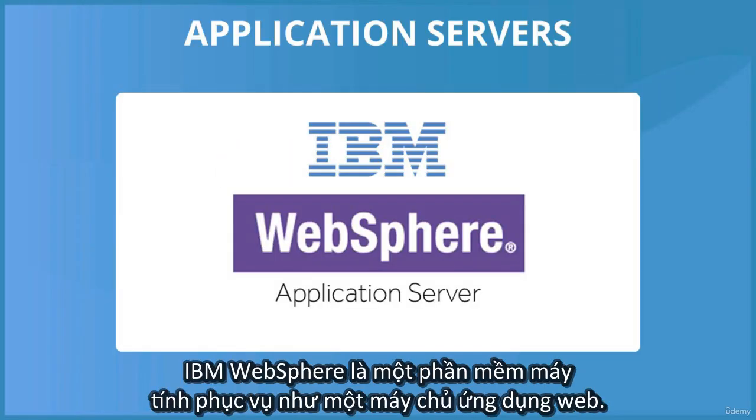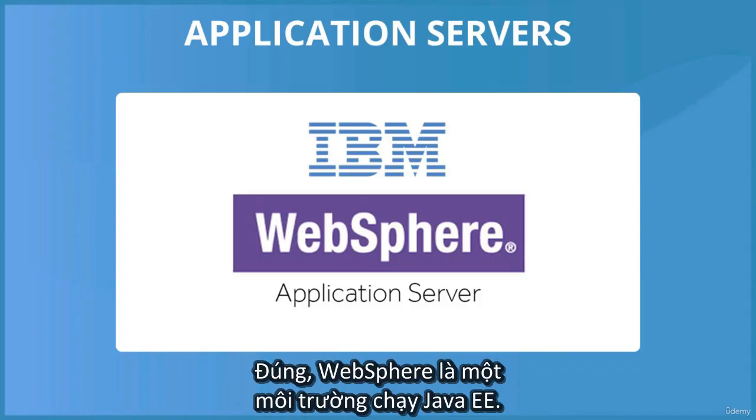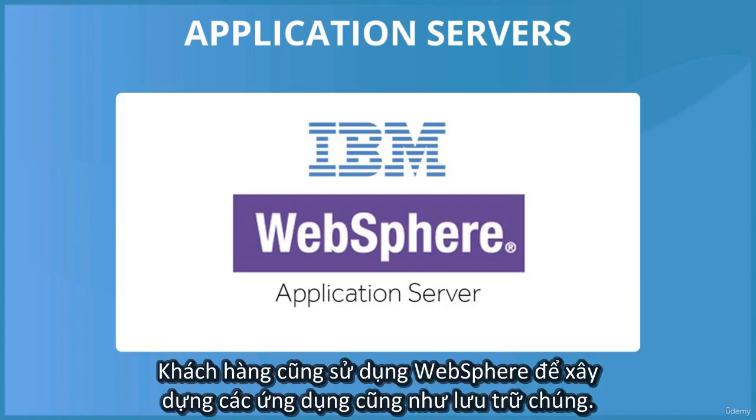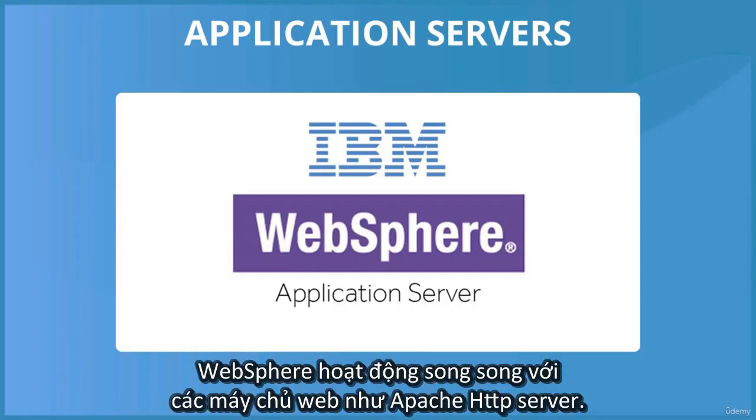IBM WebSphere is a computer software that serves as a web application server. Now, WebSphere is a Java EE runtime environment. It's intended for enterprise applications, including those that plan to migrate to Kubernetes and containerize apps. Customers also use WebSphere to build applications as well as host them. WebSphere works alongside web servers like Apache HTTP server.